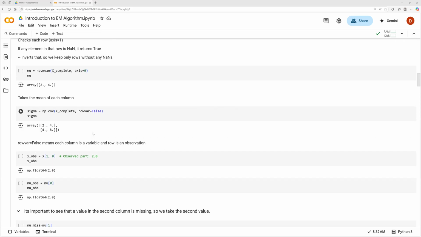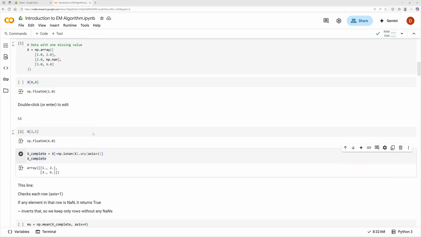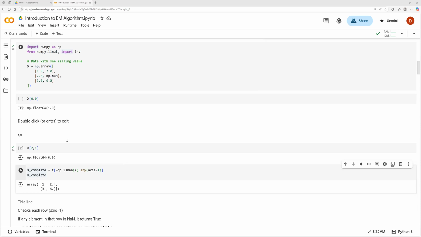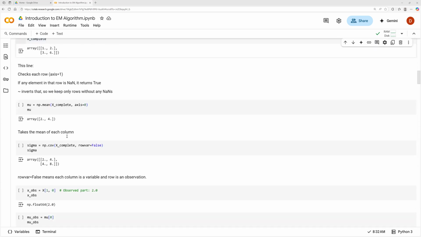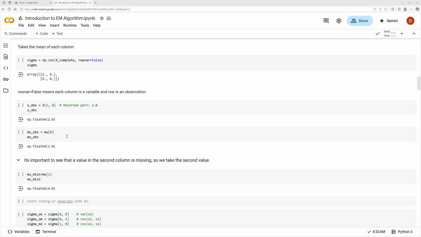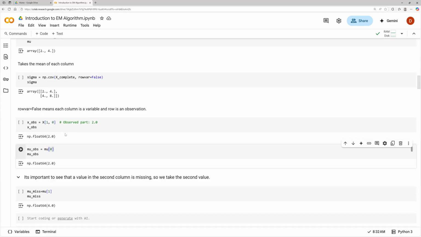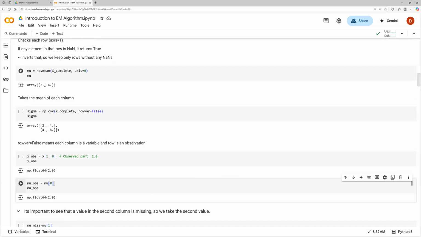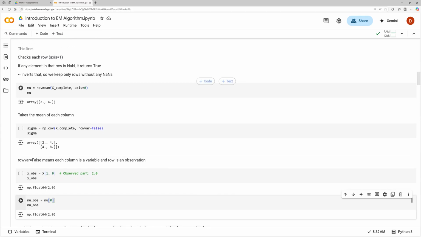Now we see X obs, which is 1, 0, which is 2, row 1 and column 0. That's observed. What's the observed in the mu? It's mu 0, which is 2, because we're taking this estimate from a completed matrix without the missing value.